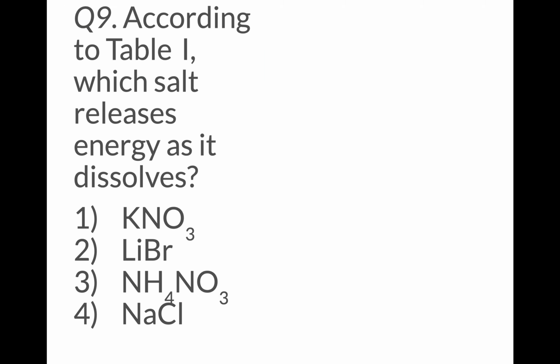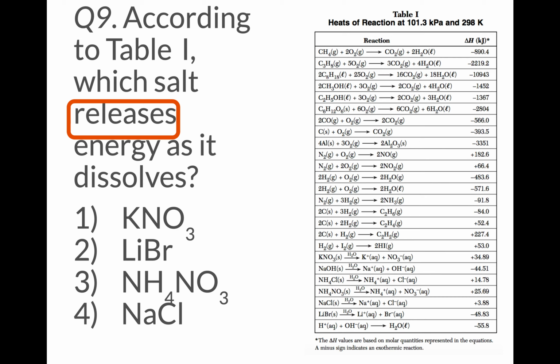Question 9. According to Table I, which salt releases energy as it dissolves? Release means exothermic, so we're looking for which salt gives us a delta H of a negative value. And the first answer choice, KNO3, if we look through the list, KNO3, that is a positive value, so that is not going to be our answer. We have LiBr. LiBr is here. Our value is negative, so that should be our answer, but we're going to keep going. We have NH4NO3. That's a positive value. That is not our answer. And NaCl is also a positive value, so we know our answer is LiBr because that was the negative value that we were looking for.